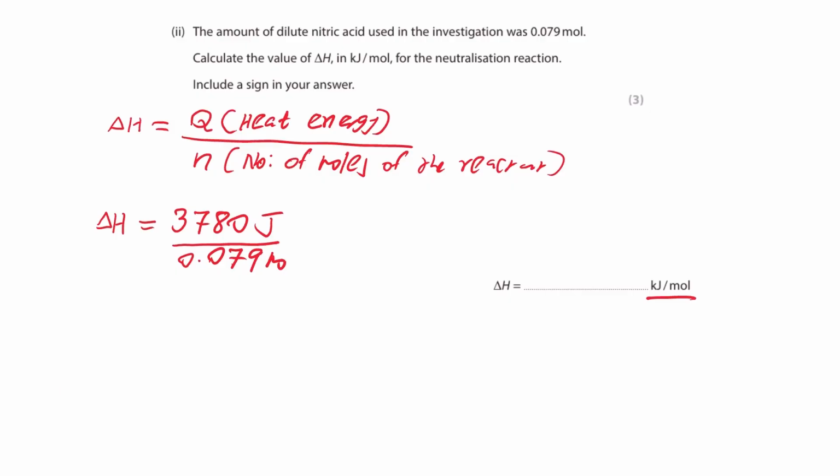0.079 moles. So first I will change this joules into kilojoules. How to change joules into kilojoules? You simply divide by 1000. So what you have to do is 3780 divided by 1000 will give the answer in kilojoules. When you do it, you can write the enthalpy change. 3780 divided by 1000 is 3.780. Now it is in kilojoules.